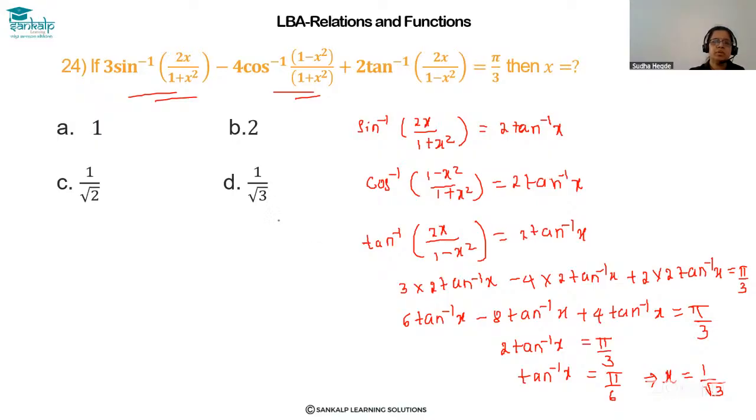Option D. Option D, 1 by root 3 is the correct answer. Okay. So option D, 1 by root 3 is the correct answer. Thank you.